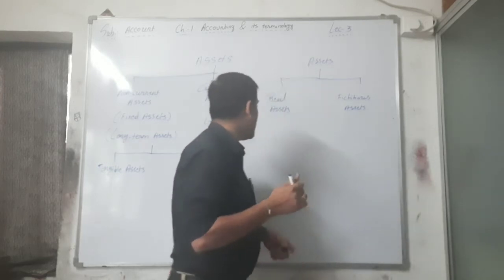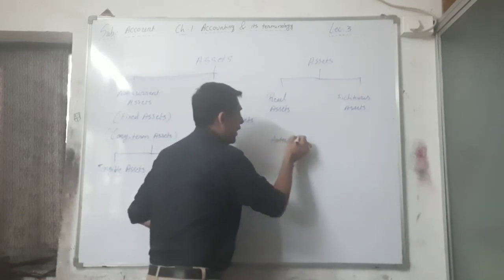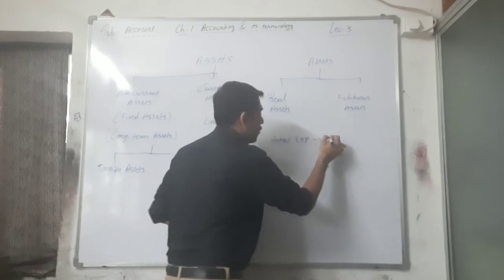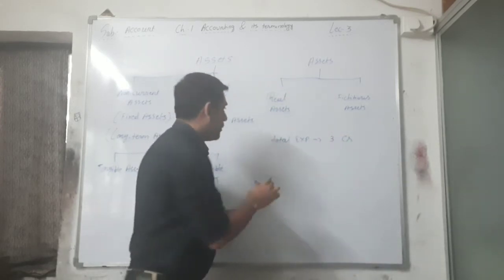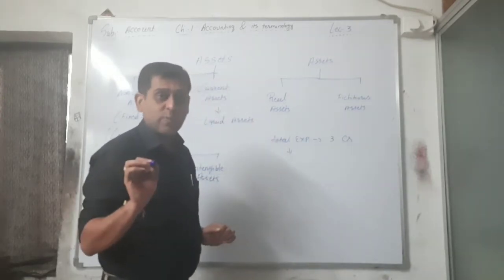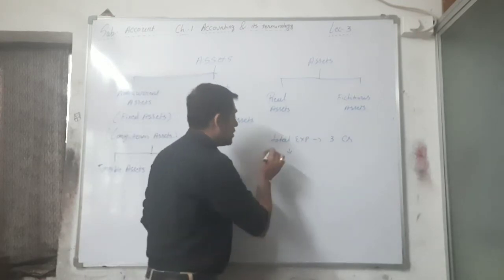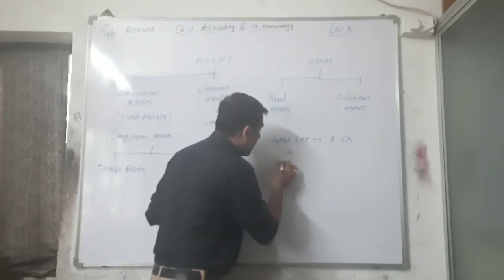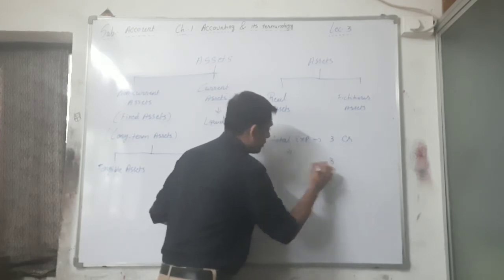See, I am giving you one example for that. Total expenses for the advertisement is say 3 crore. Okay, and the 3 crore expenses is there, then the benefit of that particular advertisement is taken for 3 years.